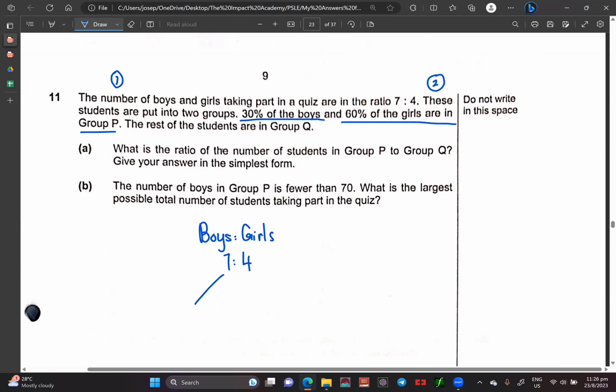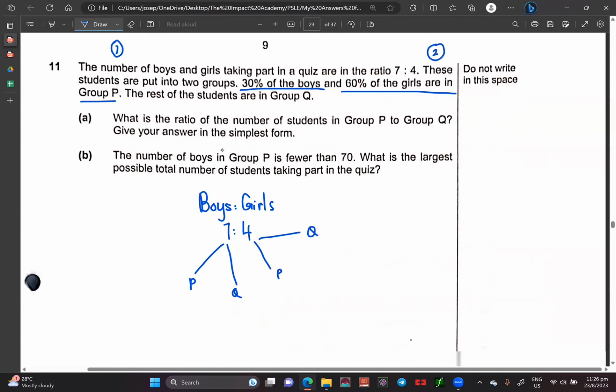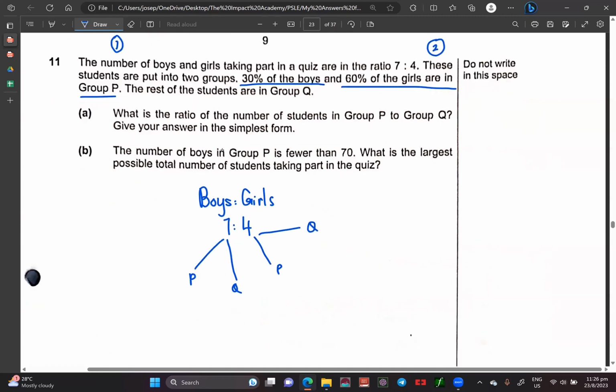So what we want to do is we want to branch it out. We are going to say that in boys, there's group P, group Q. All right, so we know that for the boys, 30% of them are in group P. So what we want to do is simply say 30%, that means 30 over 100, which is also 3 over 10. Okay, so I would prefer to change it to 3 over 10.